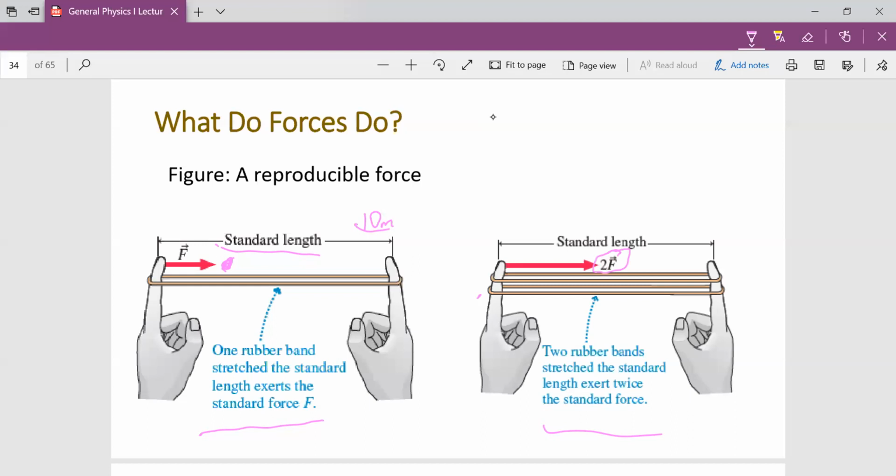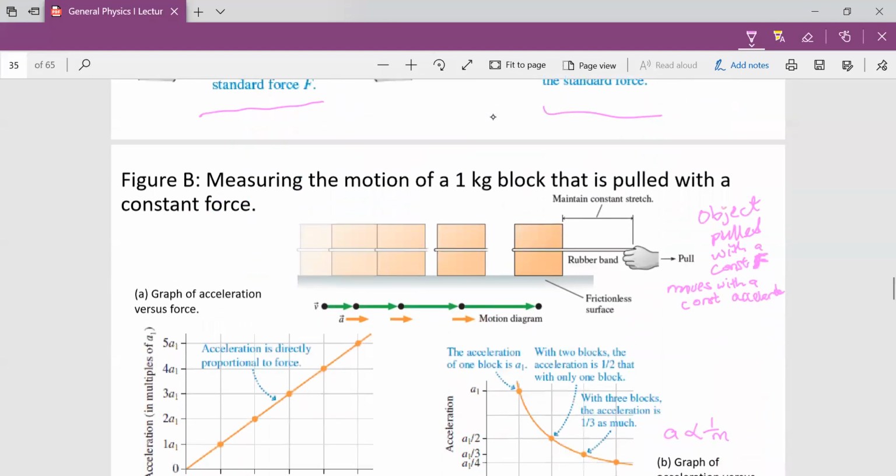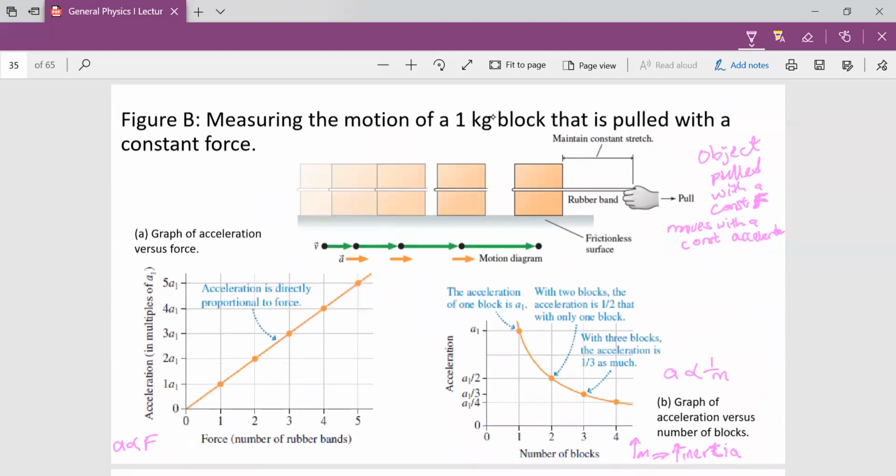So when this was done, scientists went further to say, okay, there's a limit to what we can do with our fingers. Let's try to reproduce this in another experiment. So we proceeded to, okay, let's try to do this again with a standard mass.